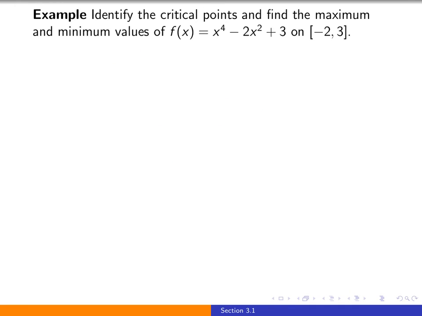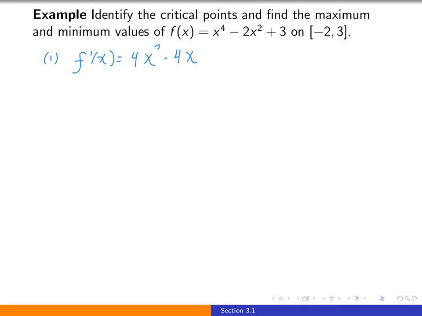So let's look at one more example of finding maximum and minimum values of a continuous function on a closed interval. So our first step is to find the critical points of our function inside this interval. So we differentiate, so it's a polynomial going term by term. 4x cubed minus 4x plus the derivative of 3, which is just 0.